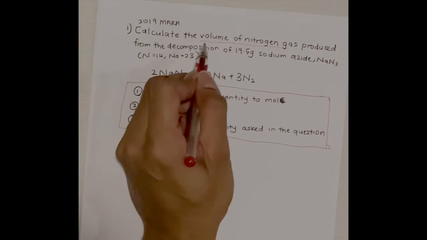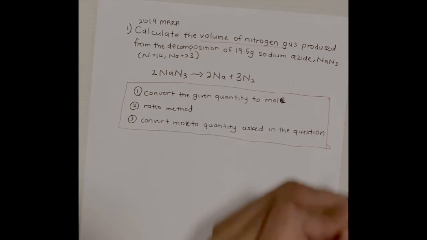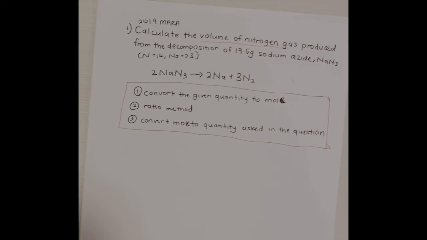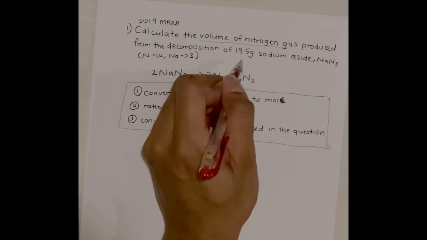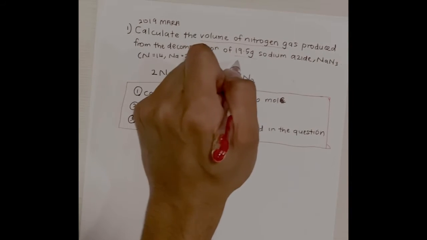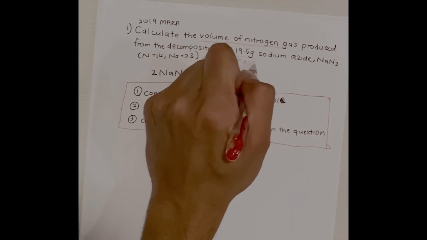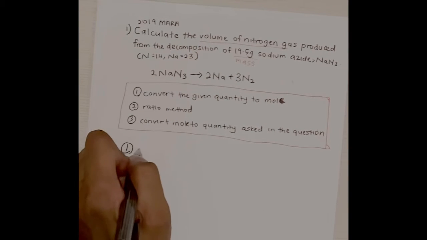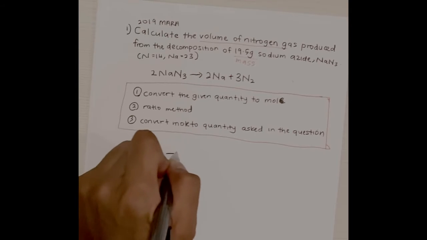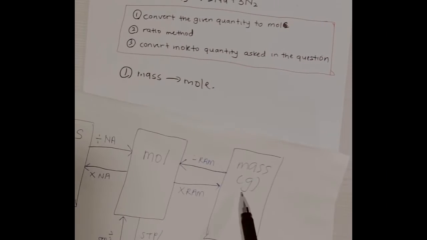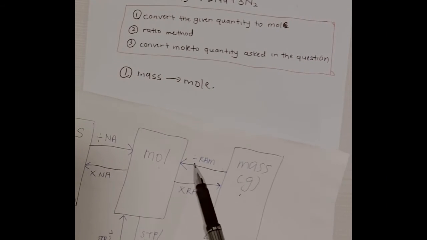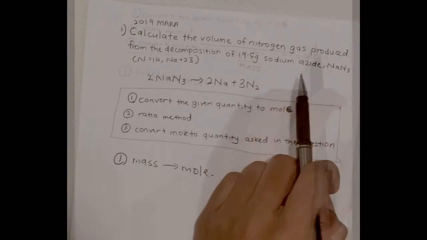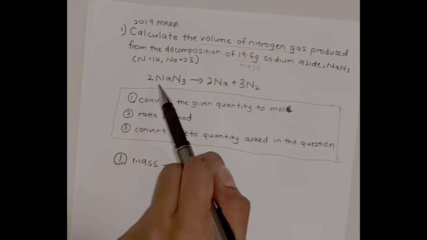They want you to calculate the volume of nitrogen gas produced from the decomposition of 19.5 gram of sodium azide. So 19.5 gram is actually the mass. Okay, first step is convert mass into mole. From mass, when you want to go to mole, you have to divide by the RAM or the molecular weight in this case. So it's for the sodium azide, NaN3.